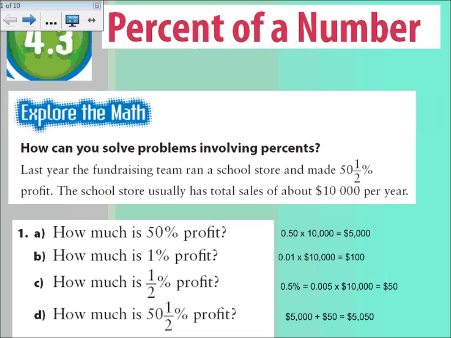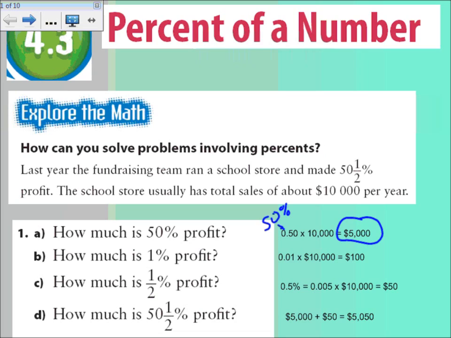Last year, the fundraising team ran a school store and made 50.5% profit. The school store usually has a total sales of about $10,000 per year. So how much is 50% profit? To find that, I go 50% equals 0.50 times 10,000, and you get $5,000.